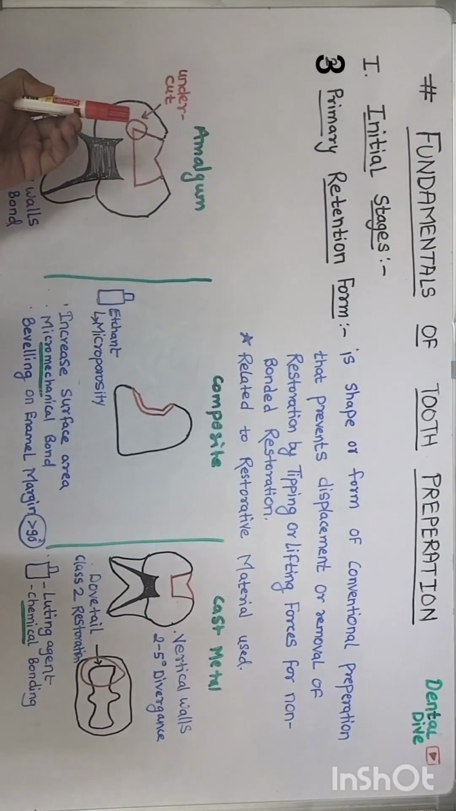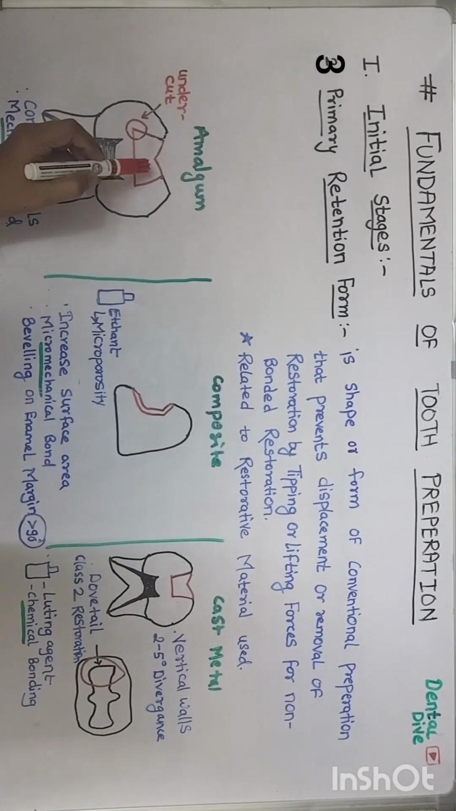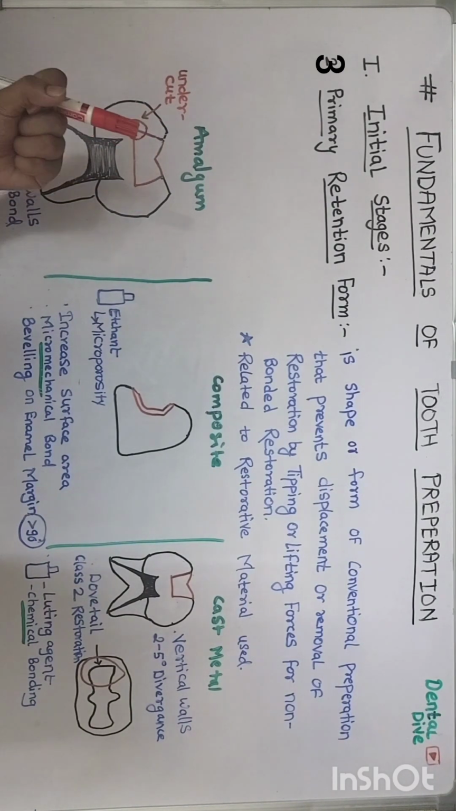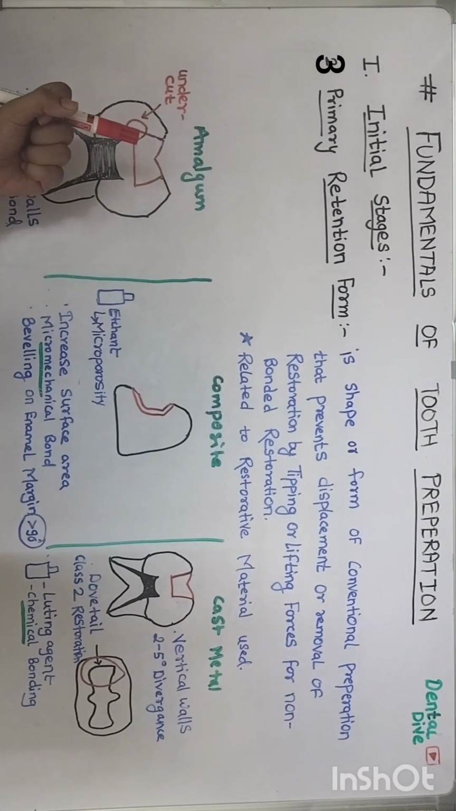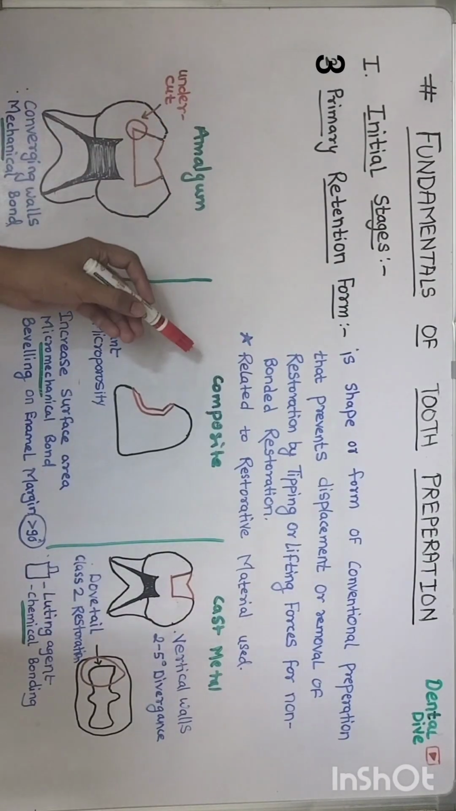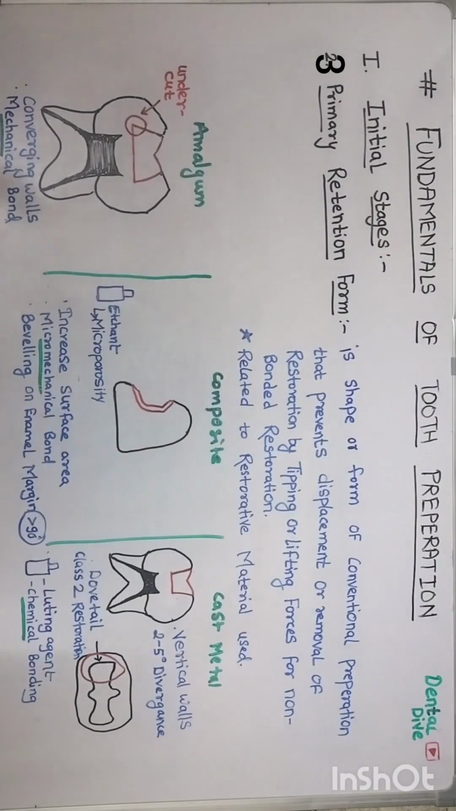So we need to provide some bonding of this restorative material to the tooth structure that will retain our restorative material in the cavity preparation. There are different types of restorative material like amalgam, composite and cast metal. Amalgam provides mechanical bonding, composite provides micromechanical bonding and cast metal provides chemical bonding.